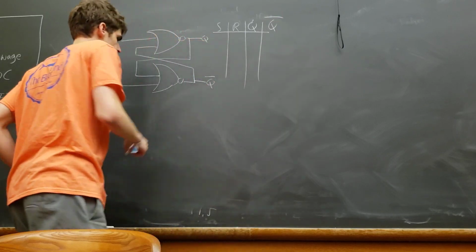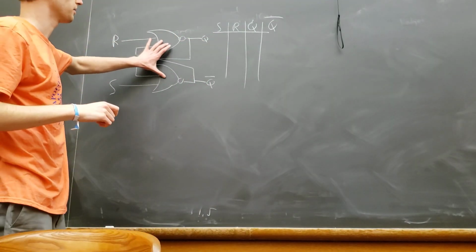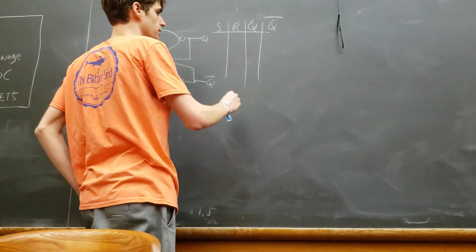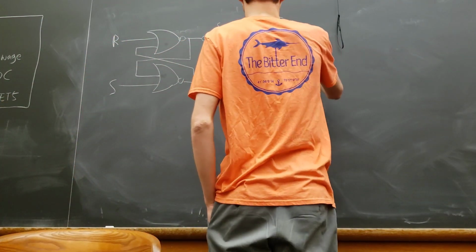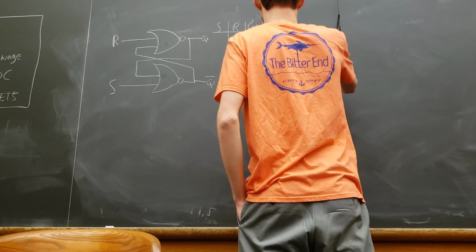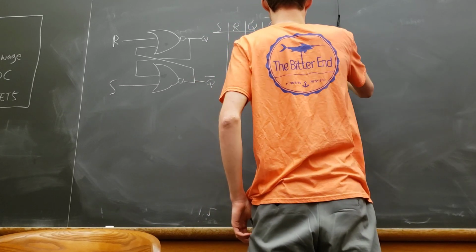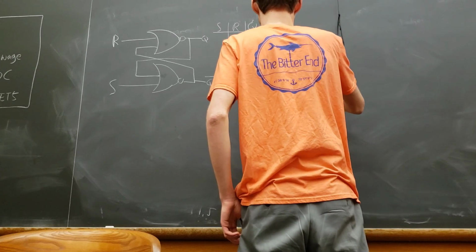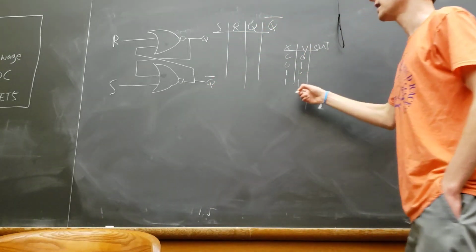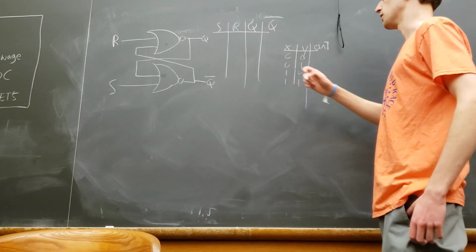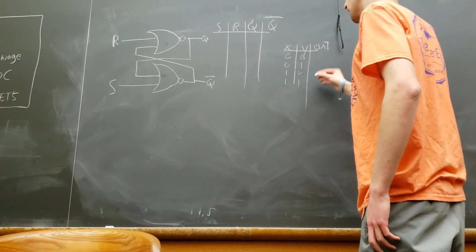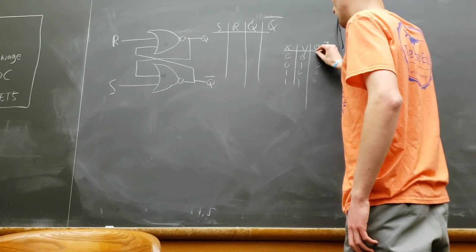First of all, let's make sure we know what the truth table is for a NOR gate. X, Y are the inputs, and then the output. So 0, 0; 0, 1; 1, 0; 1, 1. An OR gate outputs a 1 if any of the inputs are 1, so a NOR gate outputs a 0 if any of the inputs are 1. So for 0, 0, it's going to output a 1.